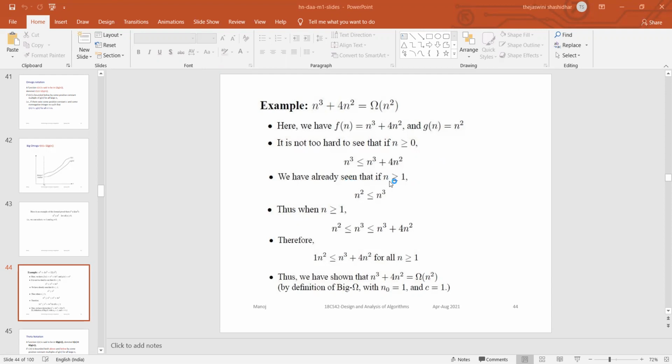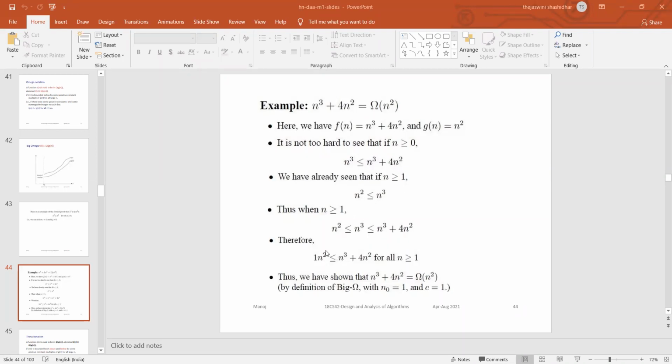We have already seen that if n is greater than or equal to 1, then n square is less than or equal to n cube. So when n is greater than or equal to 1, now you substitute. Since n square is less than or equal to n cube, in place of n cube you put n square. What is the lesser part? You take n square. So n square is less than or equal to n cube, and n cube is less than or equal to the entire part.